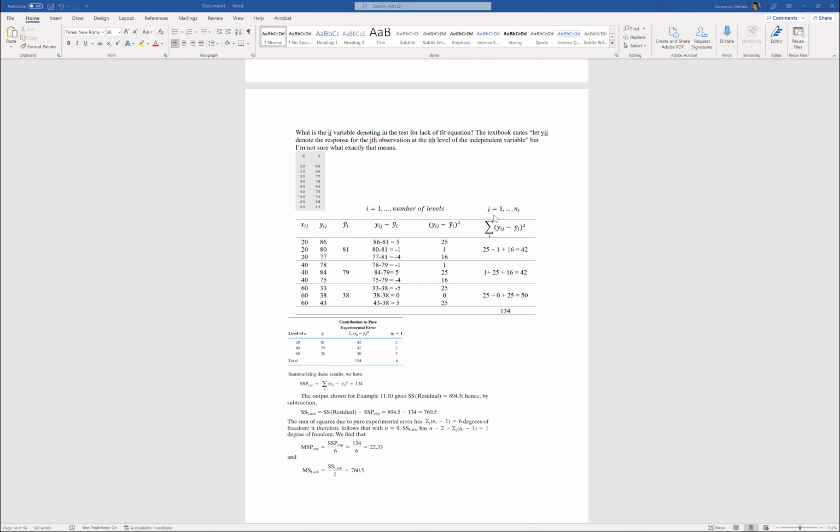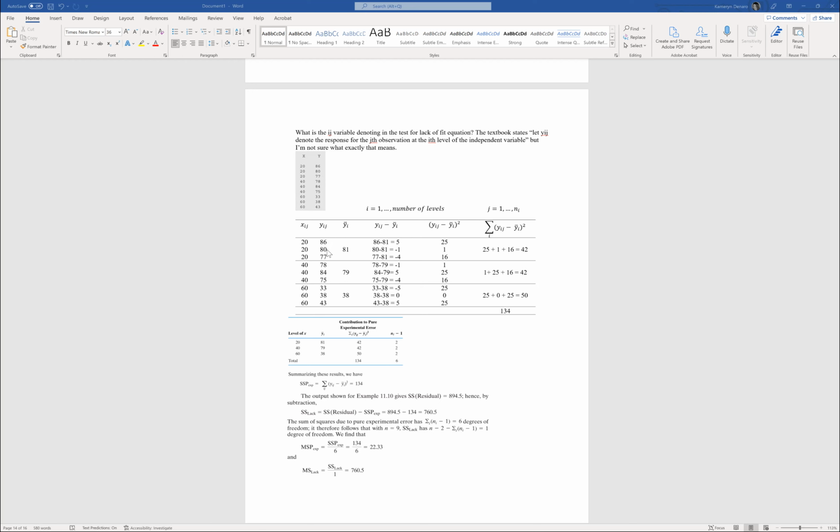And j is going to go from 1 to ni. So this is the number of observations for group i. Now, in this case, each of the ni's equals 3 because there's 3 observations within each group. So essentially, we can think of these y's being denoted by the ith level of the independent variable and the jth observation. So for example, 86 would be y11.